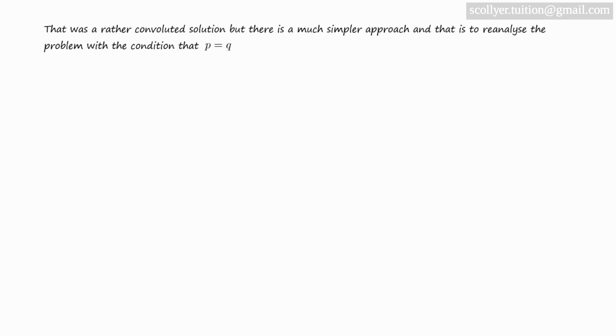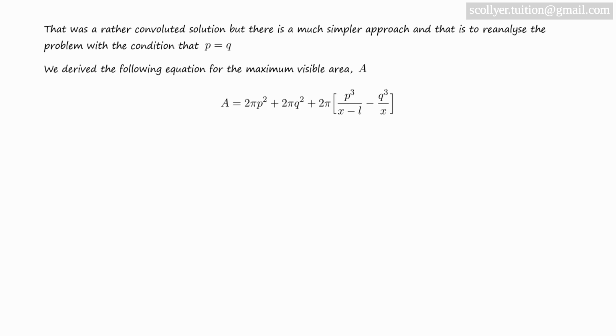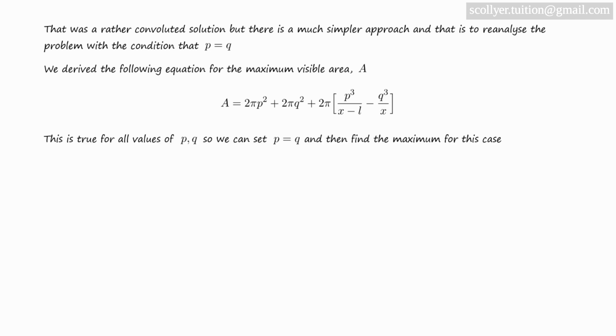Now that was all fairly complicated stuff, but there's a simpler approach, and that is to reanalyze the whole problem with the condition that p equals q. Earlier, we derived the following equation for the maximum visible area A. And so we can set p equals q in this equation and then find the maximum for this case.